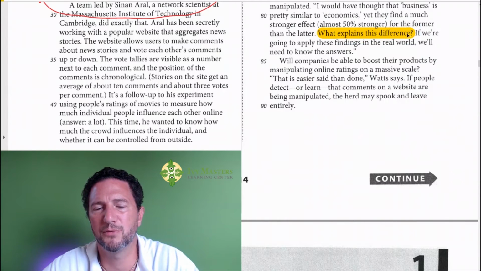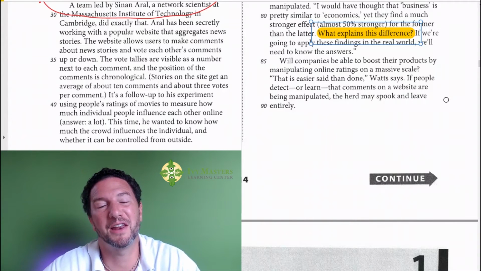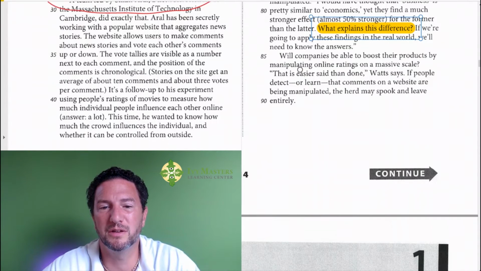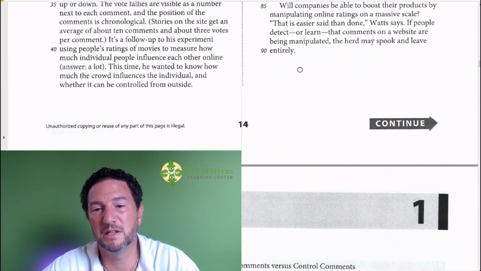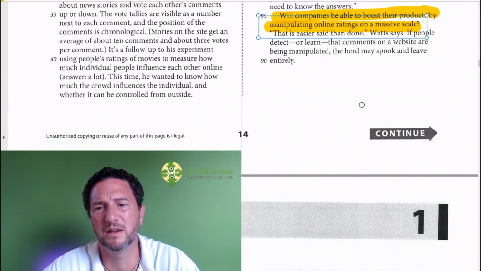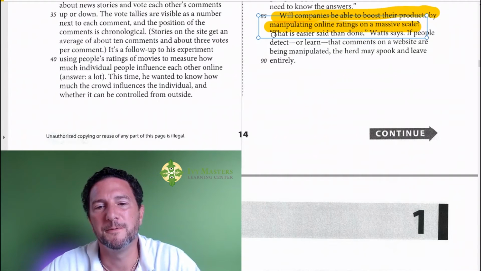What explains the difference? In other words, artificial upvotes manipulate different categories differently. And what explains that difference? If we're going to apply these findings in the real world, we'll need to know the answers. Will companies be able to boost their products by manipulating online ratings at a massive scale? So you've got to watch out on Amazon, because a big company could have all its employees give something a positive review, and then it's going to have an artificial positive review and it'll lead to more sales. That is easier said than done.